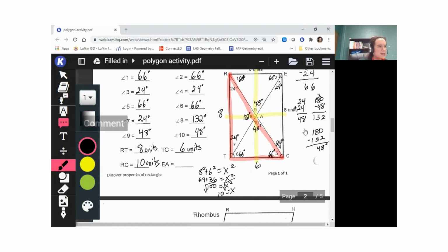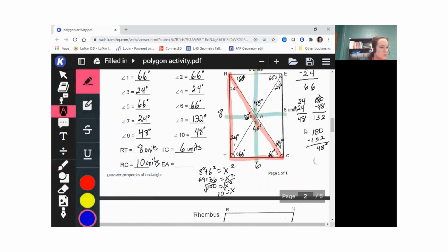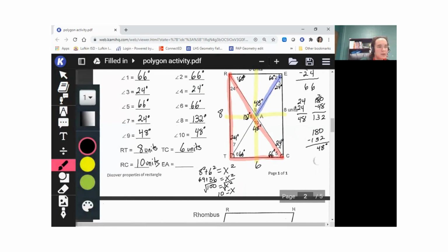And then our last one, we are looking for EA. So EA is going from the corner to the center. So remember that ET would be 10, and our diagonals bisect each other. So 10 divided by 2 is 5 units.